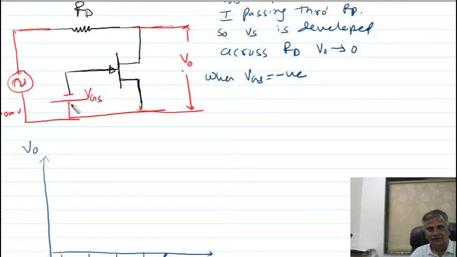So when this is at maximum negative voltage, this does not conduct. If the current does not flow, the voltage drop is 0, so this potential and this potential are the same. If these two potentials are the same, then the VO is nothing but the VS, and I am showing you like this.